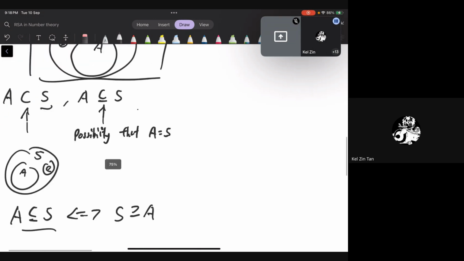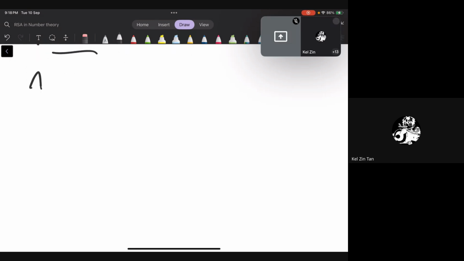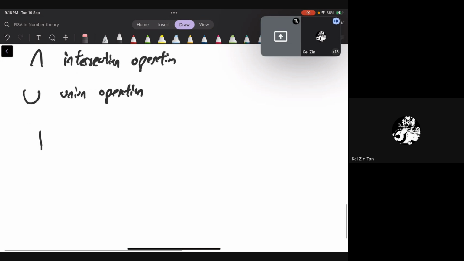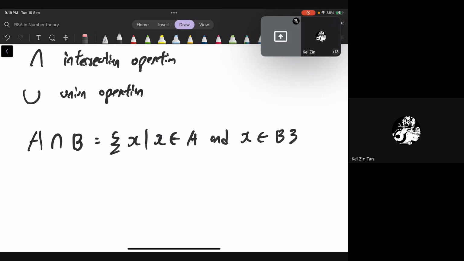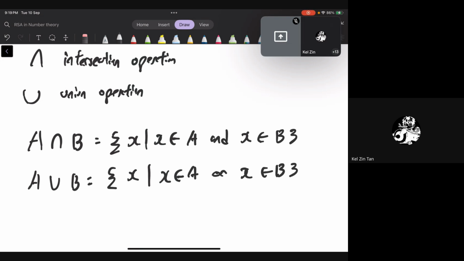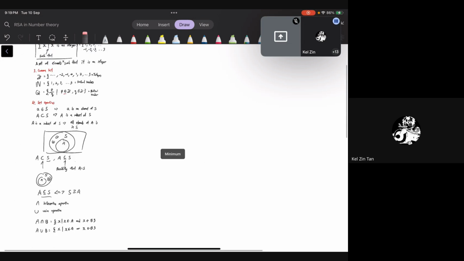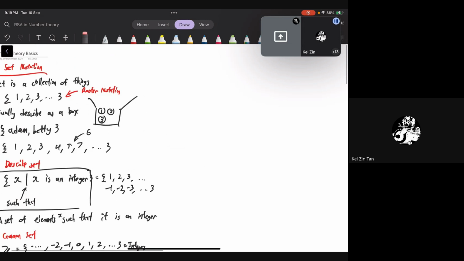Oh yeah, there are also two more things. One thing is on intersection. This is the intersection operation, and this is the union operation. For intersection, when I say A intersect with B, it means that I only have all the elements such that X is in A and X is in B. And then union means I join both of them together. So X is in A or X is in B. Okay, so far, any questions? That sums up all the things that I want to talk about sets.